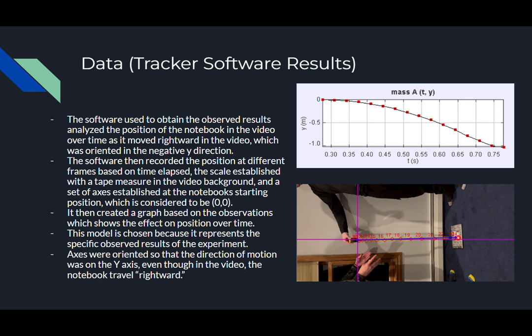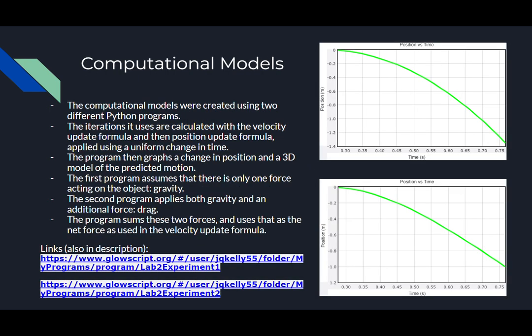This model is chosen because it represents the specific observed result of the experiment. Axes were oriented so that the direction of motion was on the y-axis, even though in the video it was technically moving rightward. Computational models.